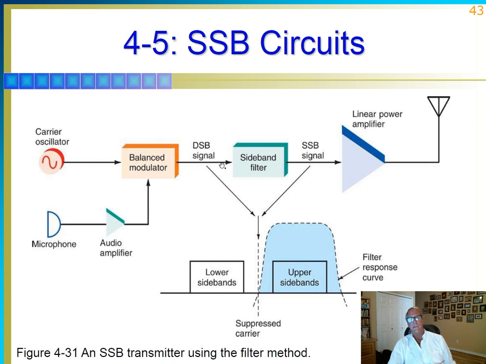Out comes the DSB signal, right? That's what a balanced modulator produces. There's a sideband filter. You're going to select one sideband or the other. So that's what this filter diagram shows here. Out comes an SSB signal, and then we have a linear power amplifier. So all that comes out of here is a single sideband signal, just one lump.